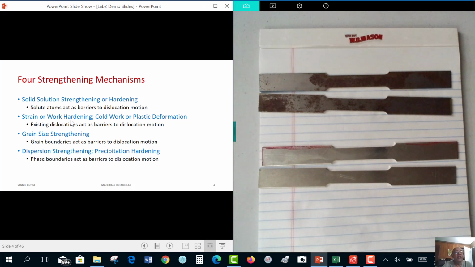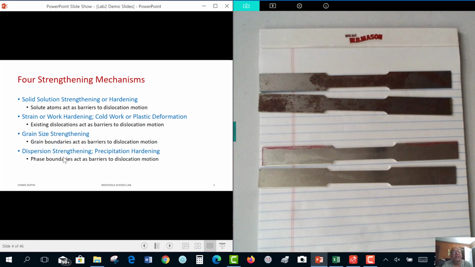Then the second thing we saw even in the last lab is that we have these one-dimensional defects called dislocations that act as barriers to their own motion. This is what we exploit in strain or work hardening, which is due to cold work or plastic deformation. All these words are kind of synonymous: strain hardening, cold work, or plastic deformation. Some are processes, and some are the result of it. Then we have grain size strengthening, whereby by changing grain size, we make grain boundaries act as barriers to dislocation motion.